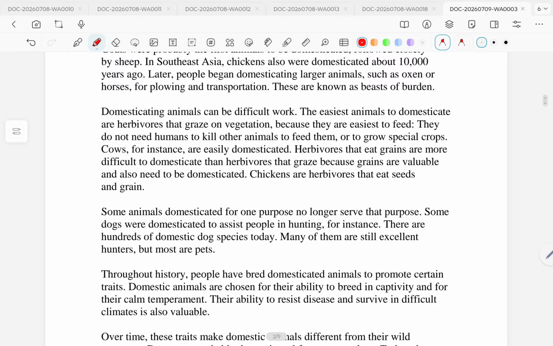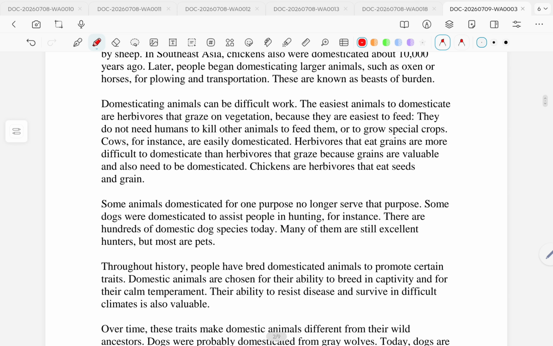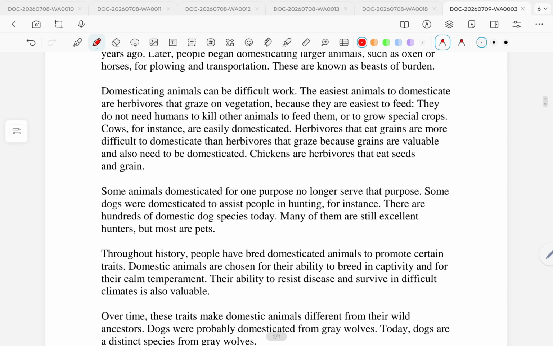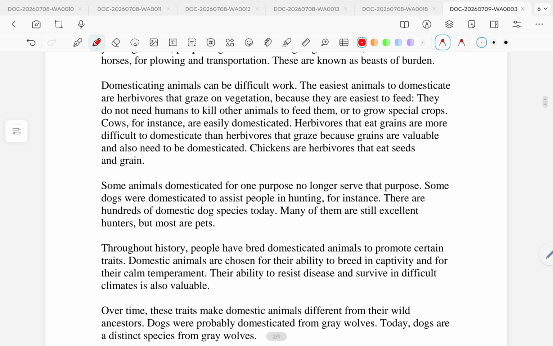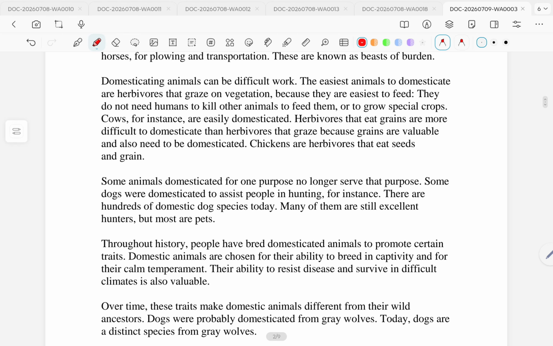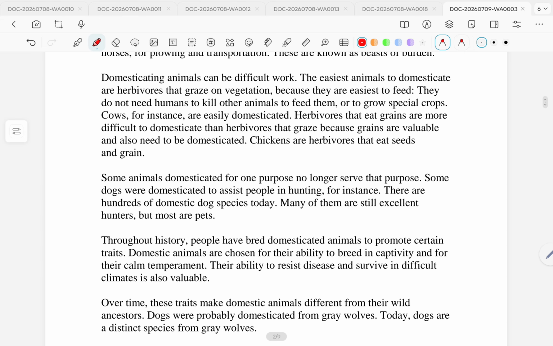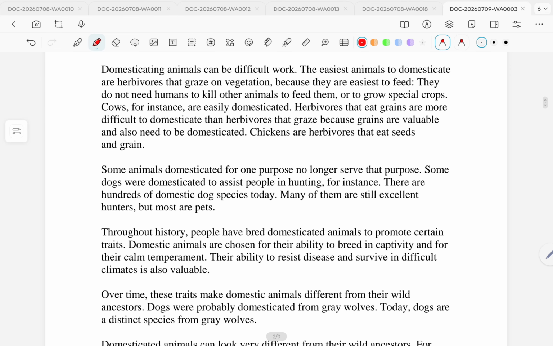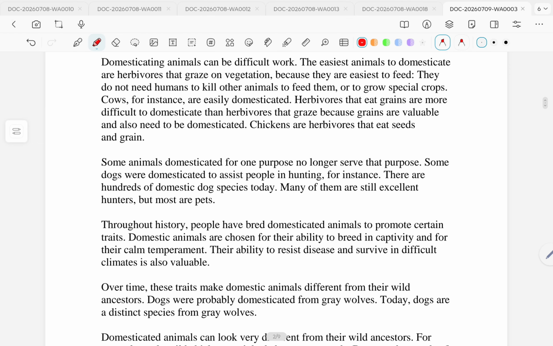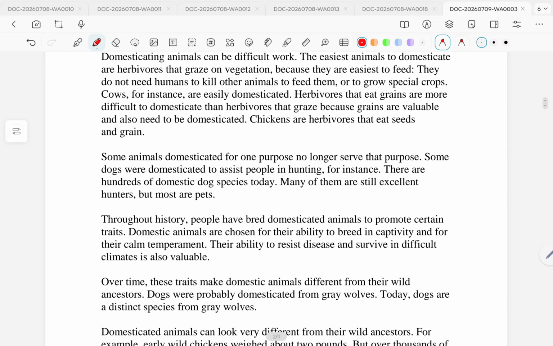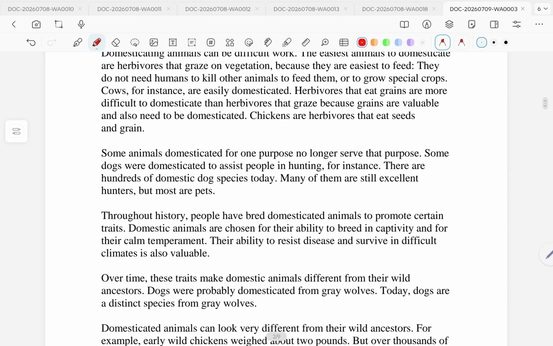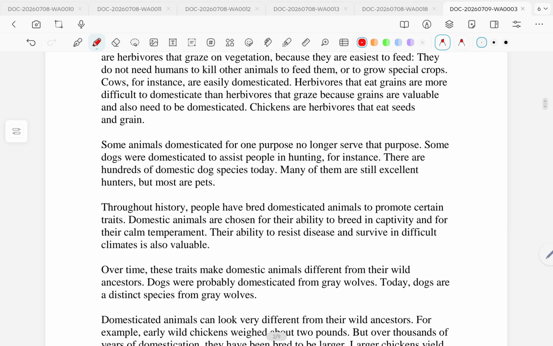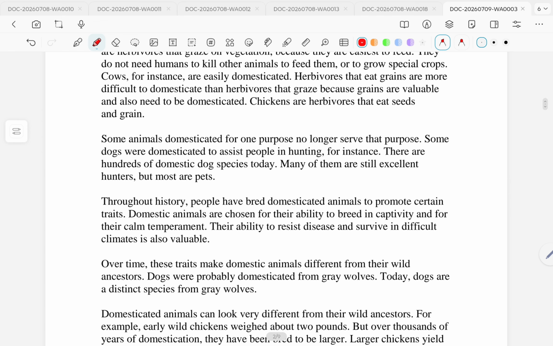Domesticating animals can be difficult work. The easiest animals to domesticate are herbivores that graze on vegetation, because they are easiest to feed. They do not need humans to kill other animals to feed them or to grow special crops. Cows, for instance, are easily domesticated. Herbivores that eat grain are more difficult to domesticate than herbivores that graze, because grain is valuable and also needs to be domesticated. Chickens are herbivores that eat seeds and grain.